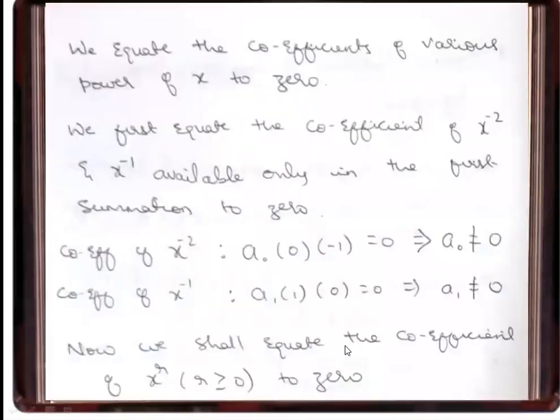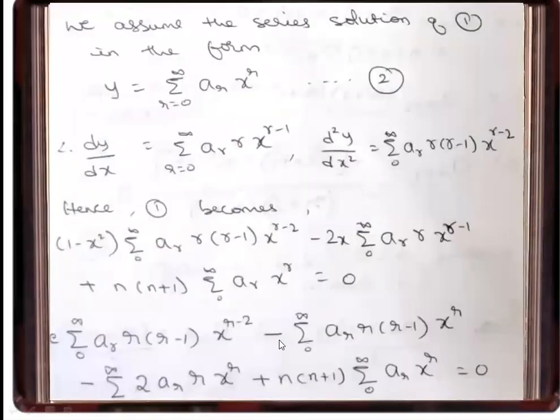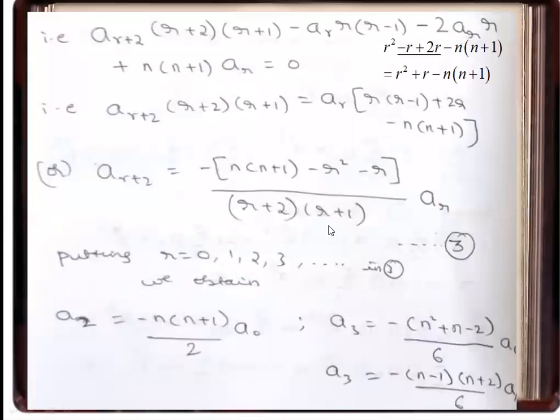For the second term, it is not necessary to change r to r plus 2, because it is already there, x to the power r. So the same thing we'll write down. The coefficient of x to the power r means a suffix r into r minus 1. For the third term also, no need to change r; we can consider it as it is. So if you consider it as it is, then you get this. Only the coefficient of x to the power r we are considering.